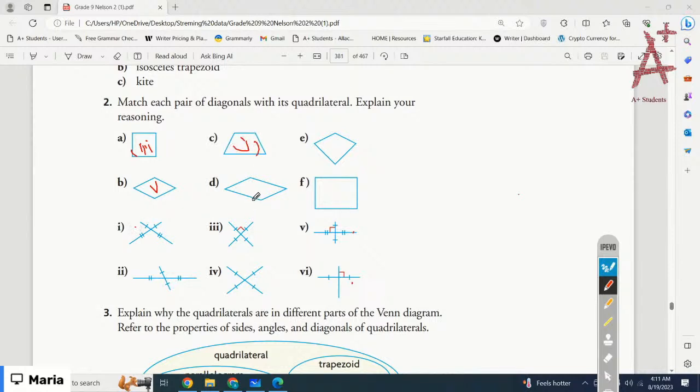For D, D is a parallelogram, right? For a parallelogram, it would be 2. For E, it would be 6, and for F, it would be 4. Okay, let's just start with question number 3. Explain why the quadrilaterals.